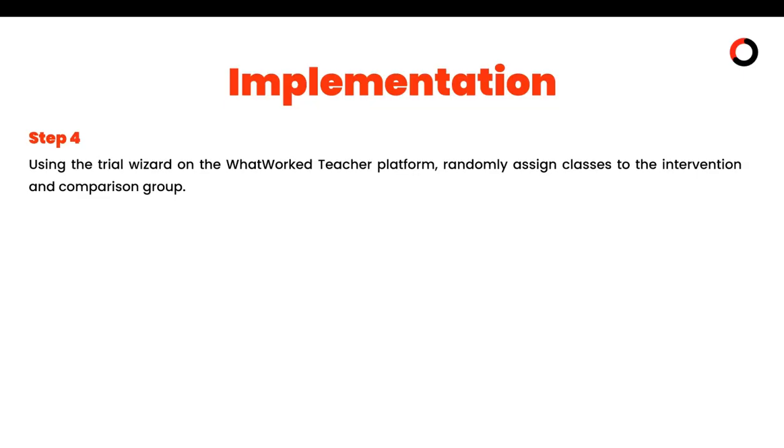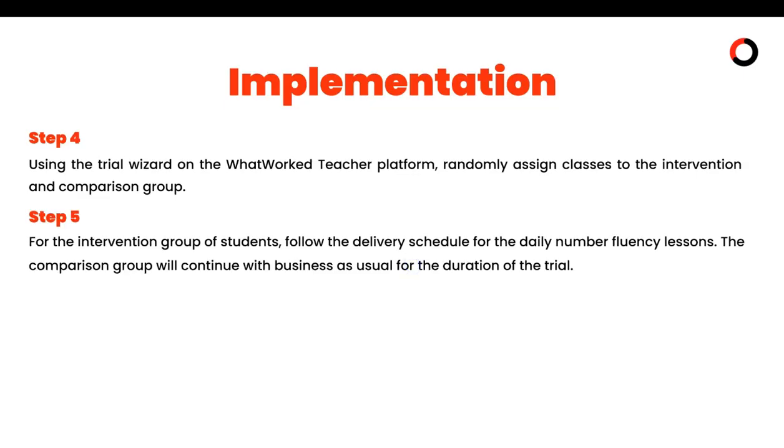Step 4, using the trial wizard on the What Works Teachers platform, randomly assign classes to the intervention and the comparison group. Step 5, the intervention group of students follow the delivery schedule for the daily number lessons. The comparison group will continue with business as usual for the duration of the trial.